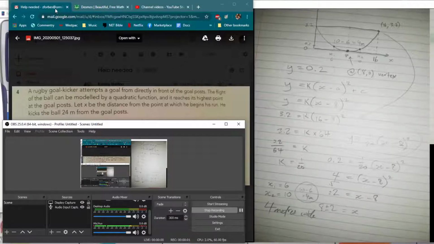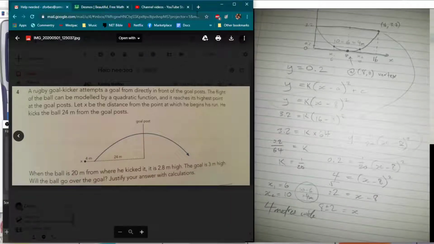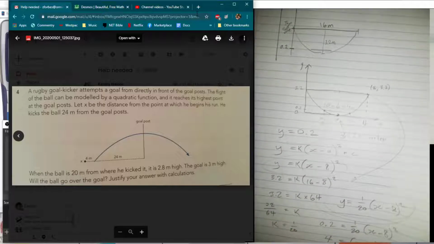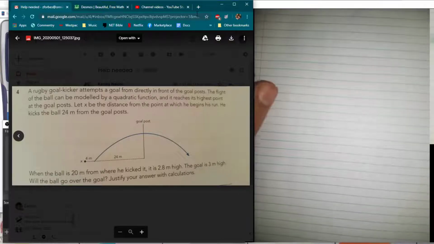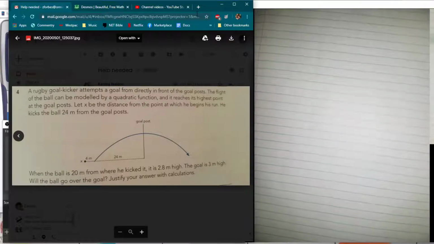Kia ora guys, this is another Algebra Level 2 quadratic word problem that I've been asked to solve. So I'm going to show you my thinking. I haven't looked at the problem before, but I've got all of the resources I need to solve it. It just may take a while because I want to show you my thinking process along the way. So let's have a read.